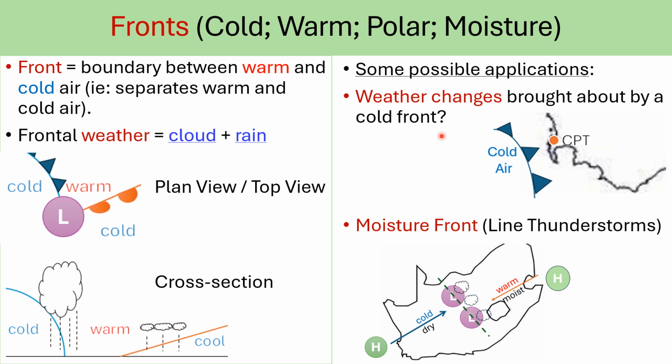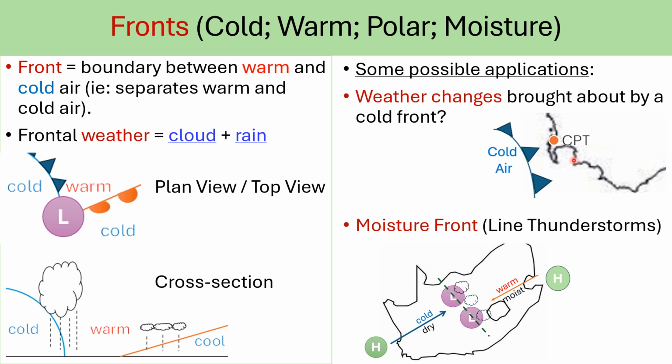So what impact does a cold front have on the weather at Cape Town, for example? Number one, this cold front will bring cold air to Cape Town. Therefore, the temperature at Cape Town will drop and decrease. Number two, if the temperature drops, then the air pressure at Cape Town will increase.